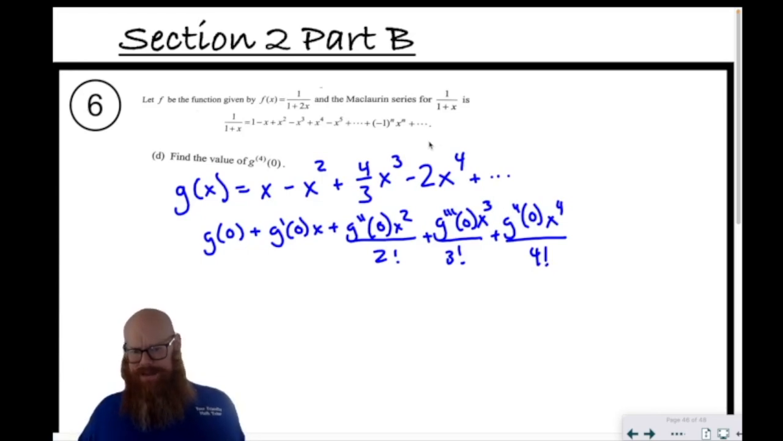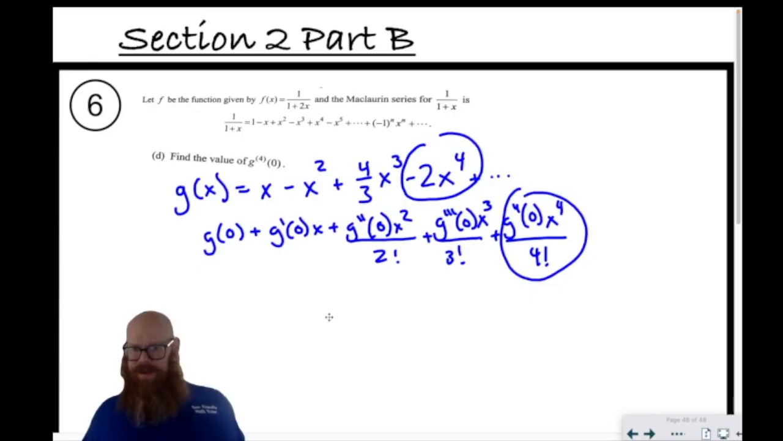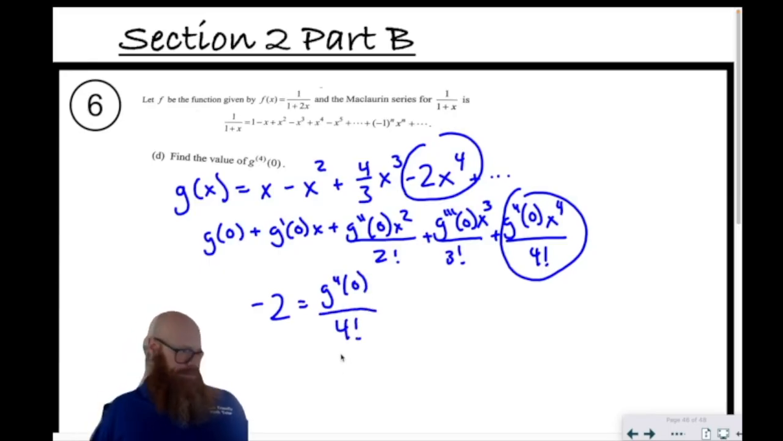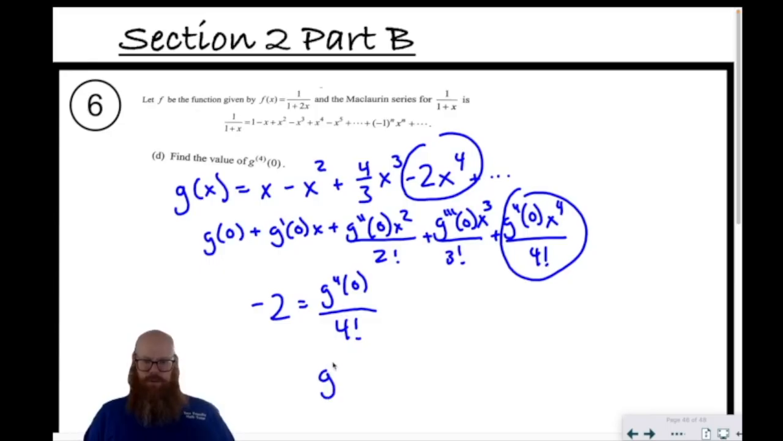So that means that if we did it a different way, this should still be represented by this, all right? And the x to the fourths are not useful. We're only looking at the coefficient. So that means -2 must be the fourth derivative evaluated at 0 over 4 factorial. And then I can simply just multiply. 4 factorial is 24, so I get the fourth derivative evaluated at 0 would simply just be -48.